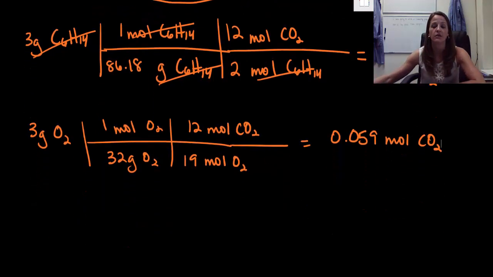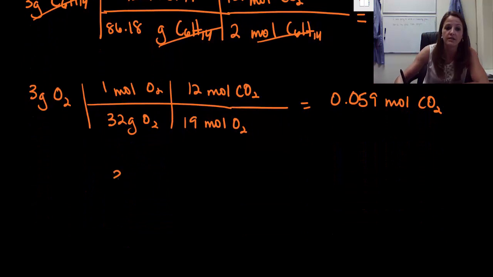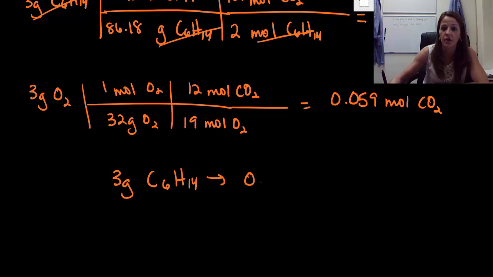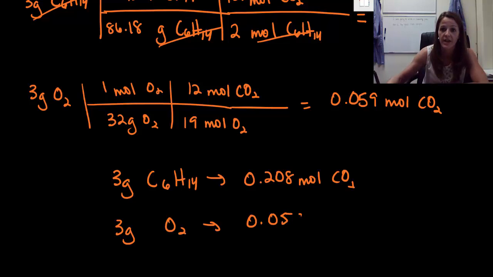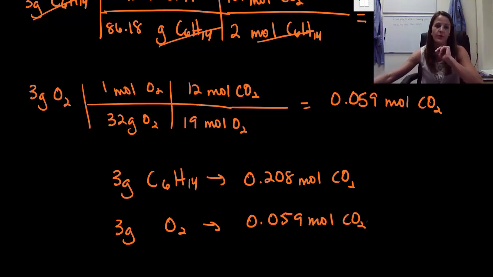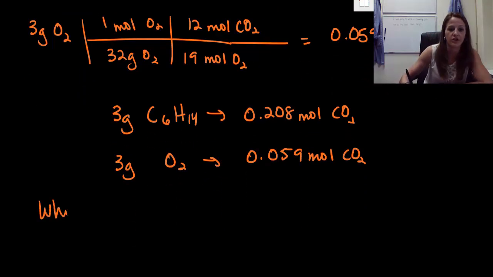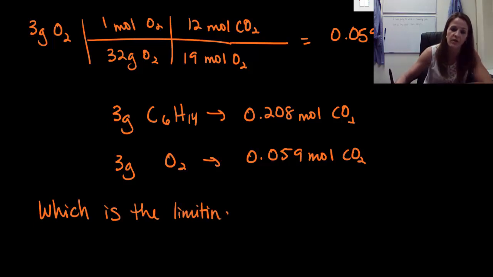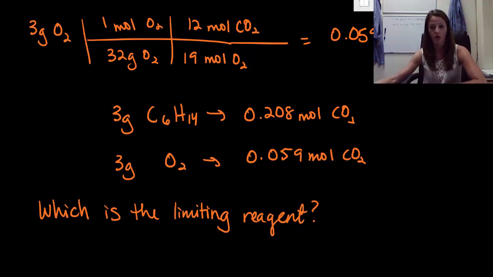So what we can do right now is come down here and put a little summary. So we can see that 3 grams of hexane, so our C6H14, creates 0.208 moles of carbon dioxide, whereas 3 grams of oxygen can actually create 0.059 moles of carbon dioxide. So my question to you, which is the limiting reagent? So you have 4 options here. It can either be hexanes, oxygen, water, or carbon dioxide.